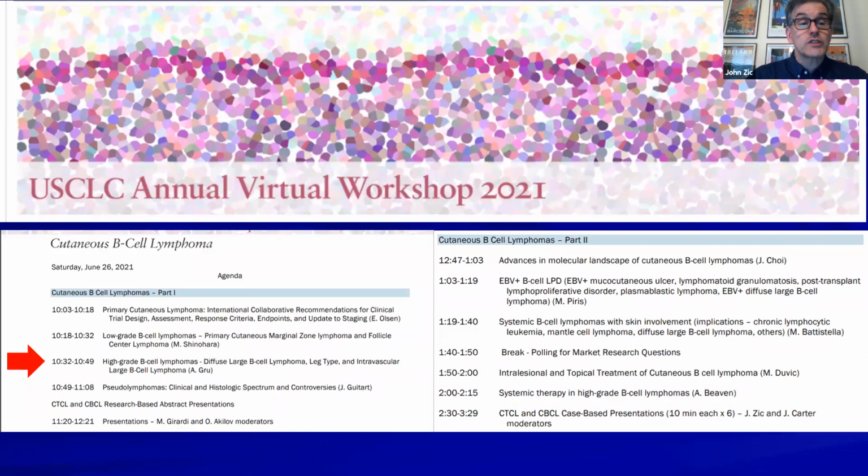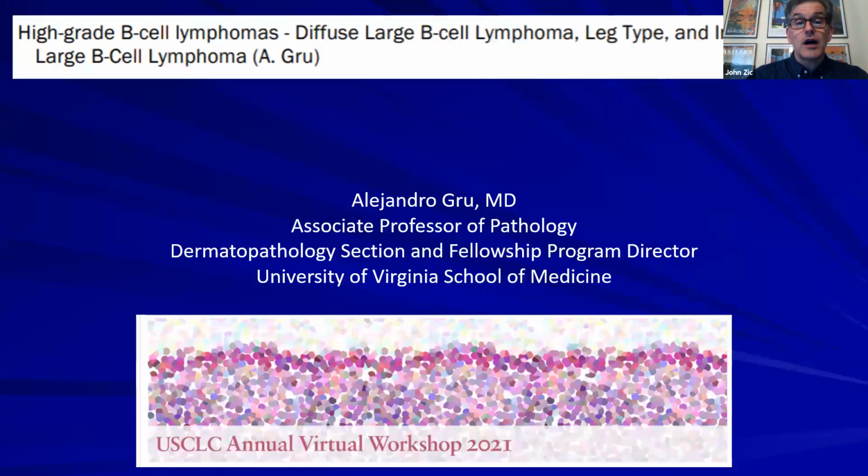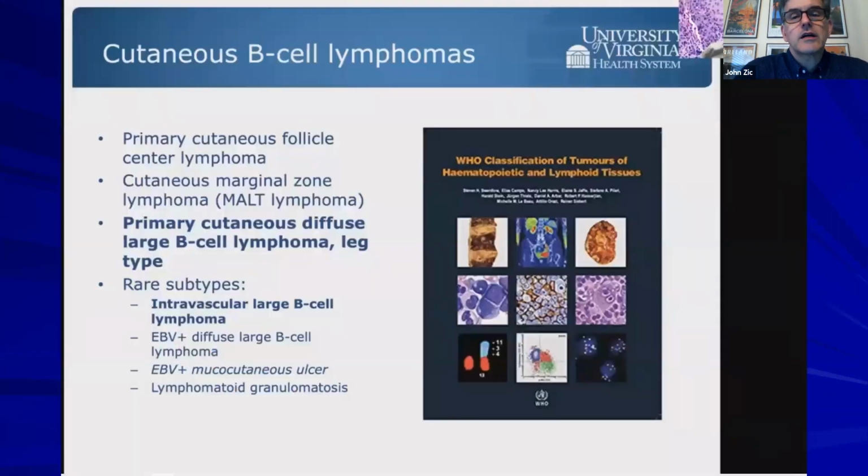Let's move on and talk about Dr. Gru's talk, which was about the high grade or perhaps the more worrisome of the cutaneous B-cell lymphomas. Dr. Gru, who is from the University of Virginia, is a skin pathologist and a lymphoma pathologist. So he has a lot of experience looking under the microscope at both cutaneous and non-cutaneous lymphomas.